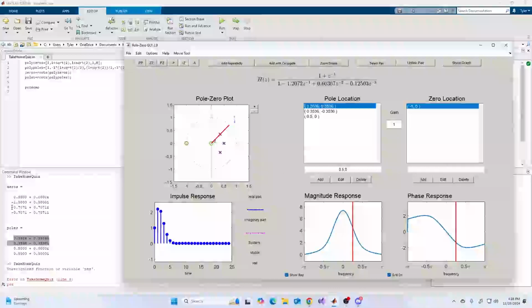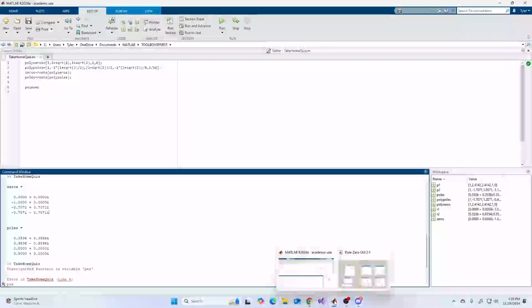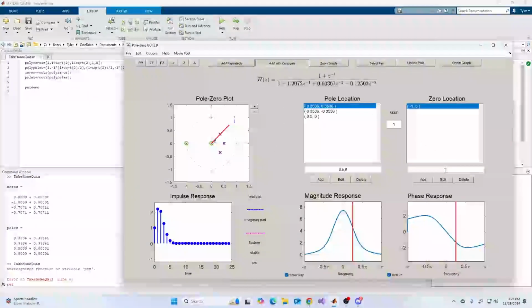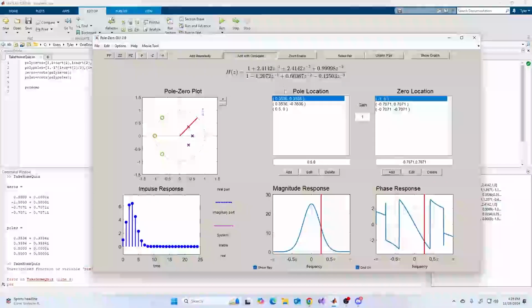Then you do the next one. Negative. If you notice, these two are conjugates of each other. So to make my life just a bit easier, I'm going to add with conjugate and do the first one. Negative 0.7071 comma 0.7071, and I'm going to add it, and so I have all my poles here. You can copy and paste this in, or you can print this off and then add it into your thing. This makes a quick difference.